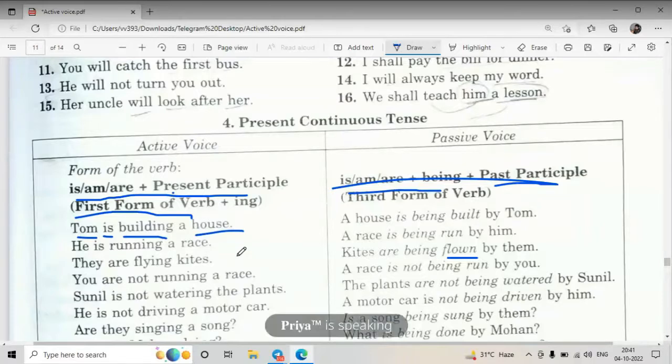Are they dancing in the floor? They are dancing in the floor. They are dancing on the floor, yes, on the floor. They are dancing on floor, we can also say. So change this into passive voice. Is a song being danced by them?